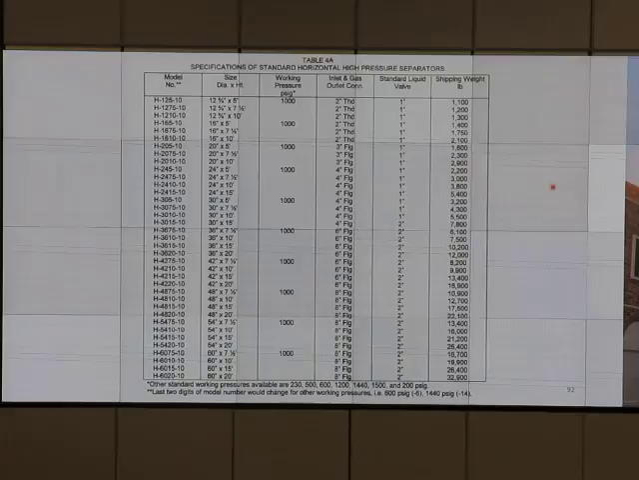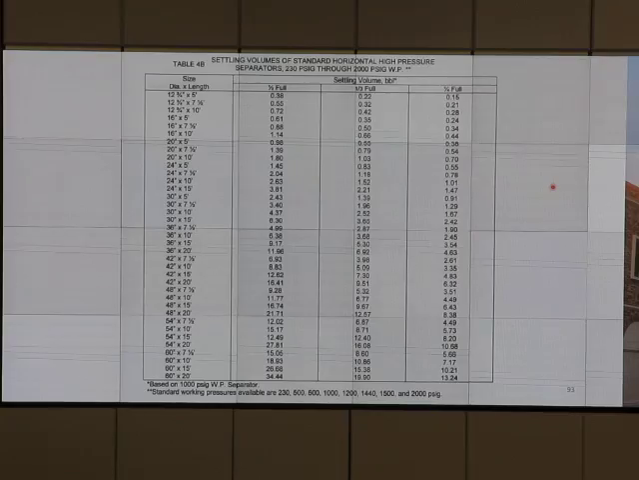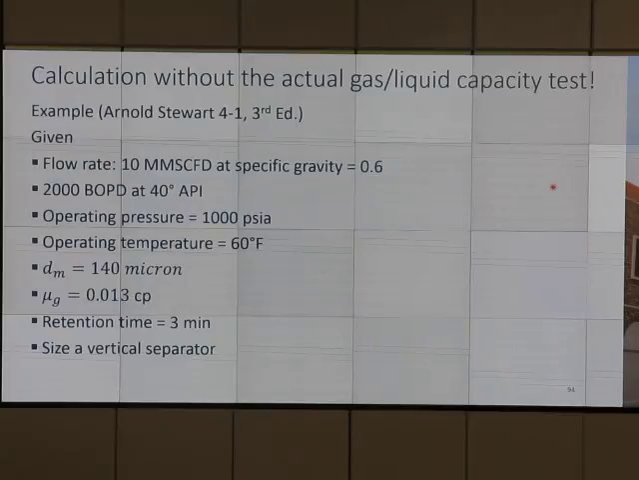So is it difficult? Let's do something else that is a little bit more challenging. This is a chart. Go over it, right? You have seen the chart version. What about without the chart? What do we do? Without the chart, Arnold and Stewart give you one example.